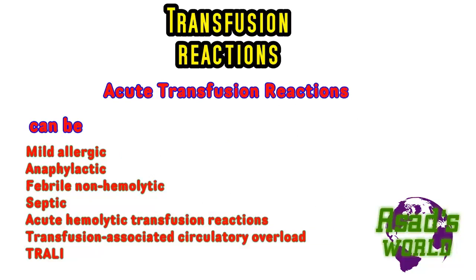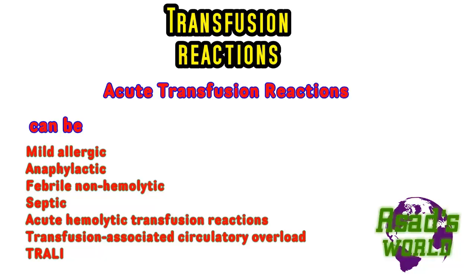So acute transfusion reactions can be mild allergic, and a mild allergic reaction occurs when there is a foreign protein in the donor product. The other reaction that can occur is anaphylactic, and these usually occur in patients that have IgA deficiency, because they produce alloantibodies against IgA, meaning they produce antibodies against their own IgA, and when they receive a blood product containing IgA, this anaphylactic reaction occurs.